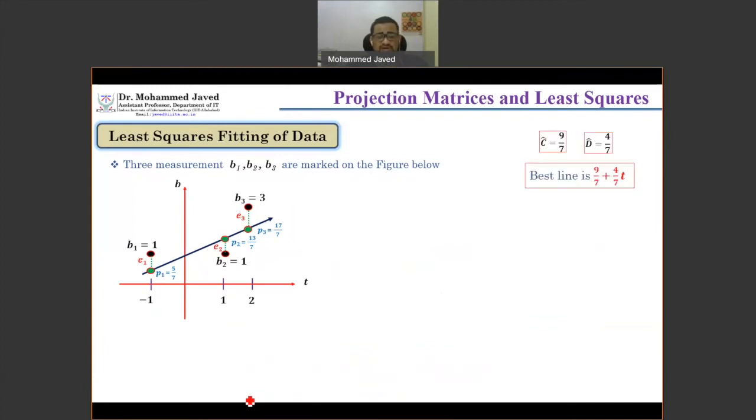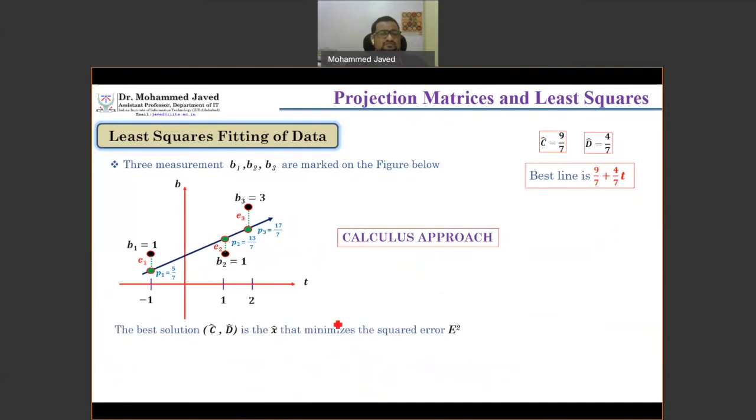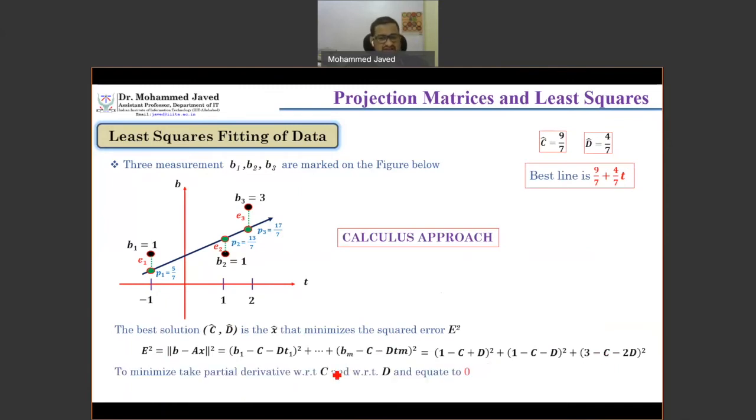Now that was the algebraic way of solving the problem. Now let us see the calculus way of solving the same problem. In calculus, what I do is that I try to minimize the error. So error is represented as E equal to B minus AX whole square, and now B1 minus C minus DT1. So this is the actual value, and this is a predicted value. We get the error, and we try to square them. When we try to square them, we'll get two equations again, right?